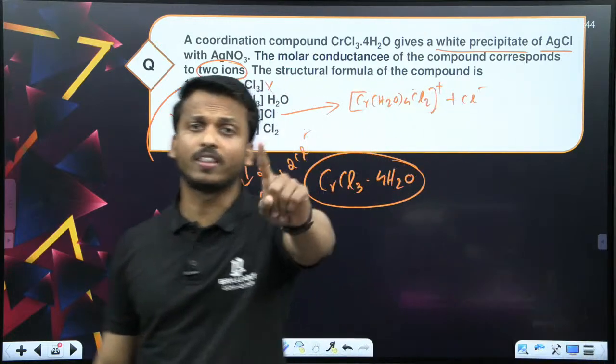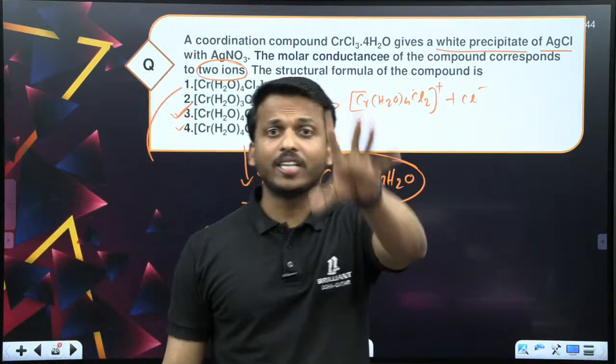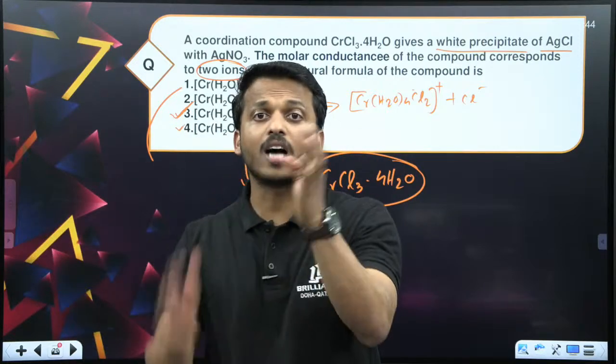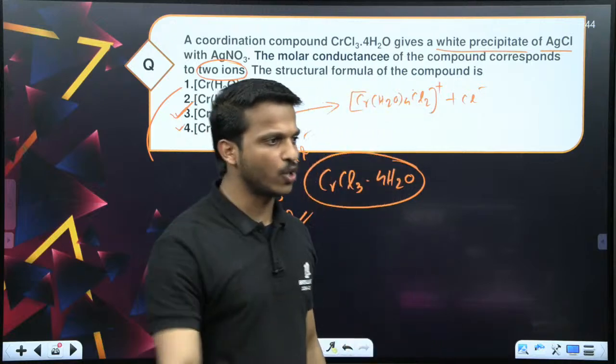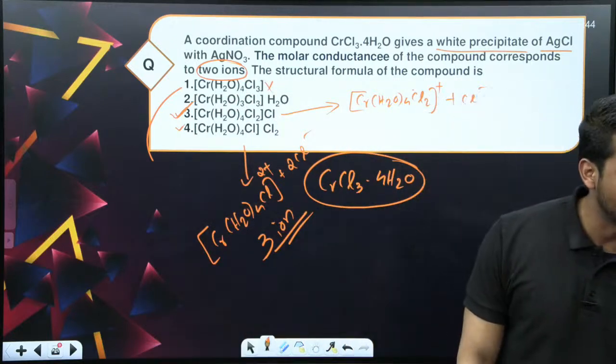Let me clarify one thing. If they say AgCl is formed, it means there is some chlorine outside. There is some chlorine outside. So option 3 is the correct answer.